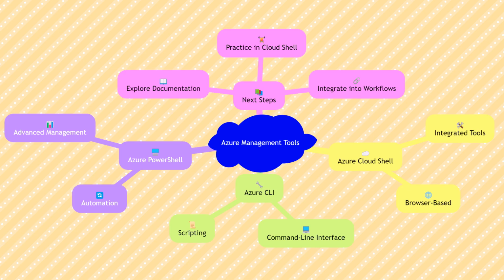Azure Cloud Shell, along with Azure CLI and Azure PowerShell, provides powerful tools for managing Azure resources. By understanding the features and capabilities of each tool, users can choose the best tool for their needs and manage their resources more effectively. The next steps include exploring the Azure documentation, practicing with the tools in Cloud Shell, and integrating them into your workflows. By doing so, users can take full advantage of the capabilities of Azure Cloud Shell and its management tools.